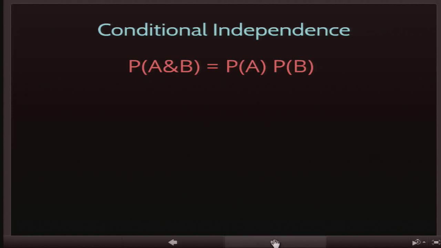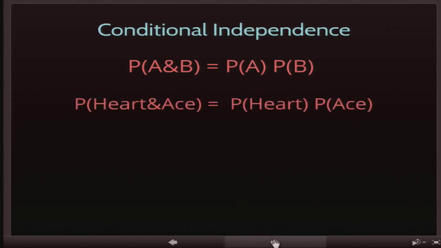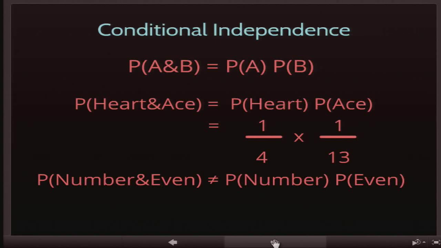I'll give an example with a deck of cards. The probability of drawing an ace of hearts from a deck of cards is equal to the probability of drawing a heart times the probability of drawing an ace. So it's 1 in 52. And that's a case where the suit of the cards and the numbering on the cards are conditionally independent. That's fine. But if we're to say the probability of drawing a number and drawing an even number, we can't just multiply those probabilities because one is completely dependent on the other. Now, we'll get back to this later on in the talk.